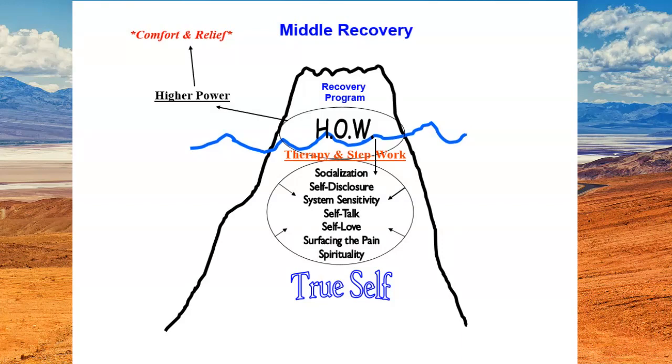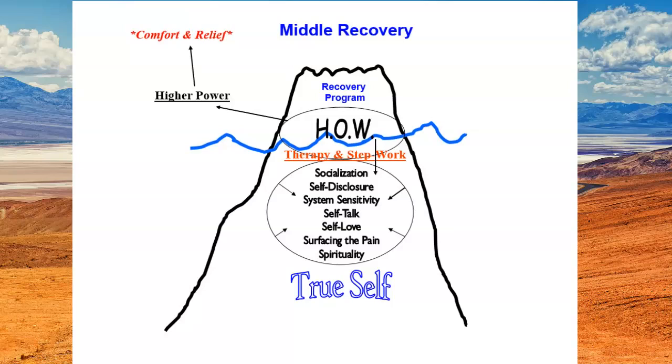Within usually 2 or 3 years, we enter into middle recovery. We really begin to benefit from our therapy or 12-step work through what John Bradshaw calls the 7 S's of recovery. Socialization means to come out of hiding and connect with other people and build a support network. Self-disclosure means opening up in therapy or with a sponsor.